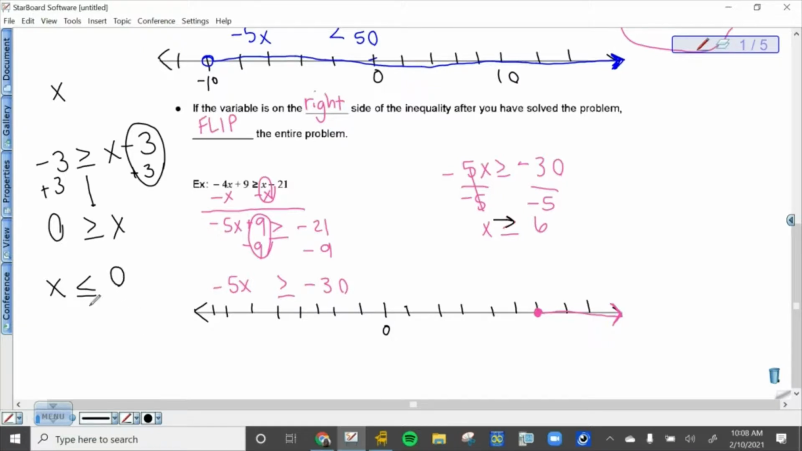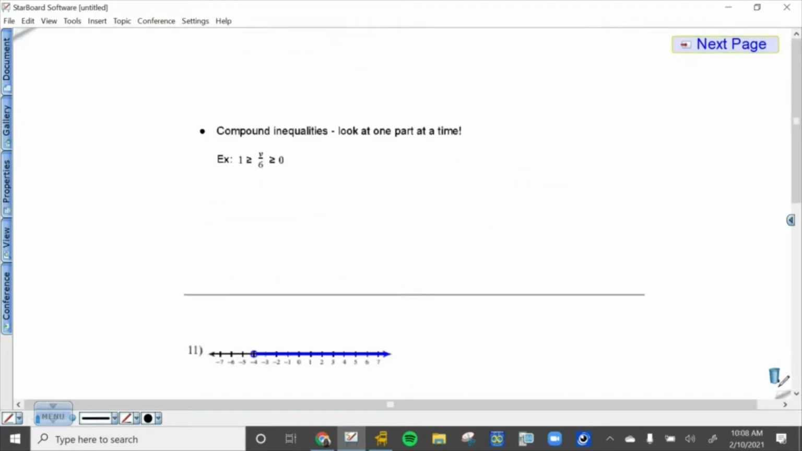So x is less than or equal to 0. Does that make sense? Okay. Is there anything else I wanted to do? Okay, two more things I want to talk about, and then I'm going to give you a little bit of time to work on the inequality packet. Okay?